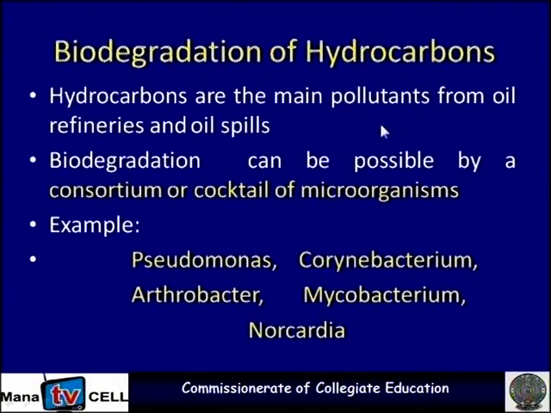So, biodegradation, if you see the first one, biodegradation of hydrocarbons, they are the main pollutants from oil refineries and oil spills, and it can be possible by a consortium or cocktail of microorganisms. That is, consortium means nothing but a group of microorganisms. Best examples are Pseudomonas, Corynebacterium, Arthrobacter, Mycobacterium and Nocardia.